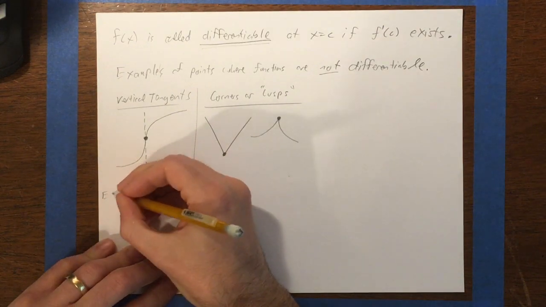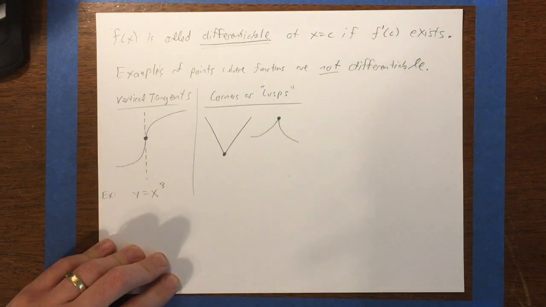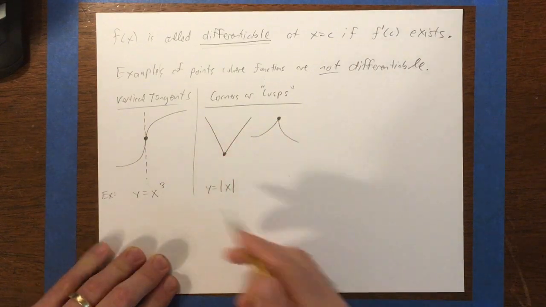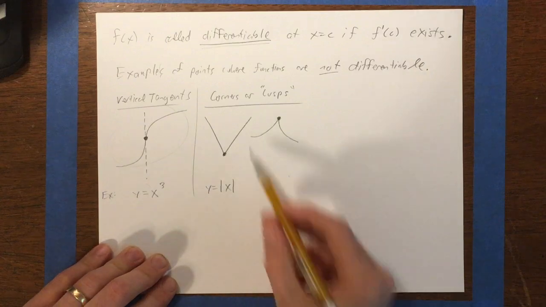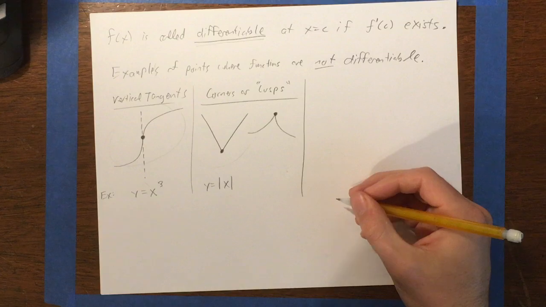By the way, examples of functions where this happens. One example of the vertical tangent is y equals x cubed. And one example of this is y equals the absolute value of x. You can probably recognize this looks kind of like an x cubed, and this looks kind of like an absolute value. Okay, so there's just some examples of when this comes up.